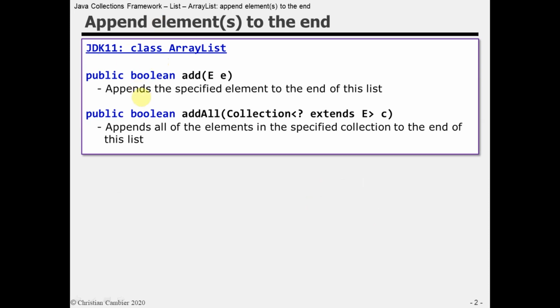A one-parameter add method to which I can pass an object. That method appends the specified element to the end of this list. And a one-parameter addAll method to which I can pass a collection of objects. And this method appends all of the elements in the specified collection to the end of this list.